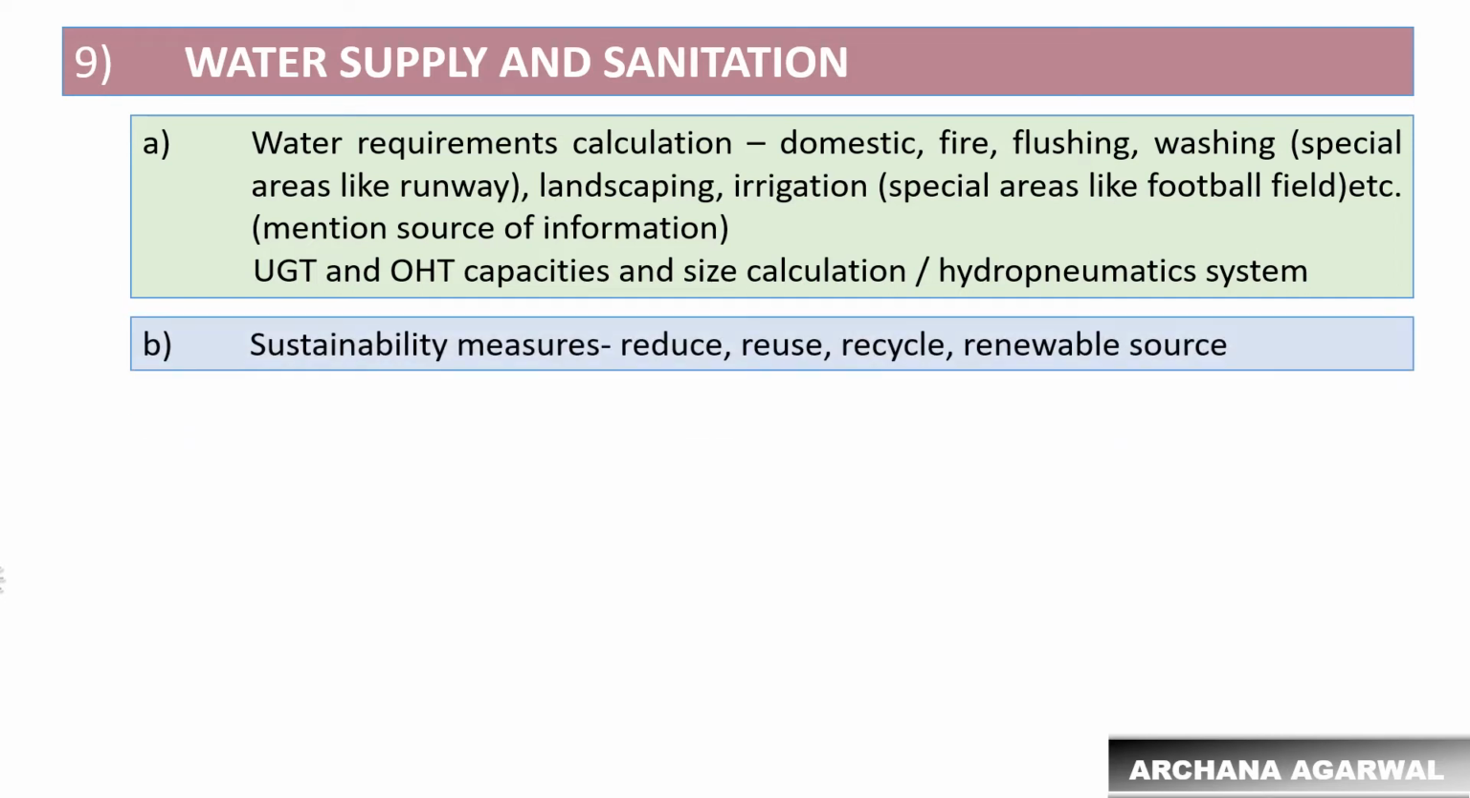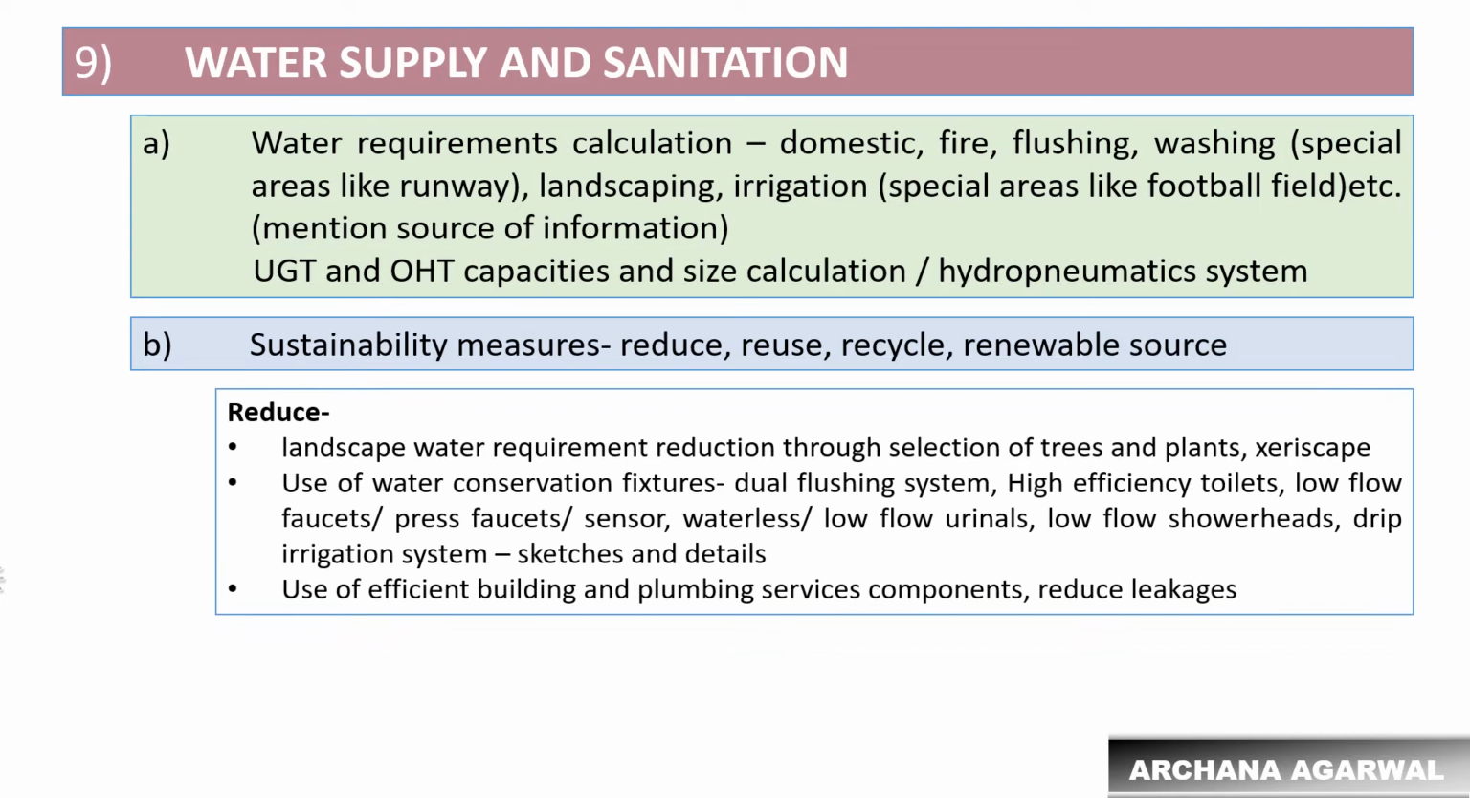The sustainability measures are the four R's: reduce, reuse, recycle, and use renewable sources. The first sustainability measure is to reduce the water consumption, and this can be achieved by reducing landscape water requirement through selection of proper trees and plants and techniques like xeriscape. The second is by using water conservation fixtures, and third by using efficient building and plumbing services components to reduce leakages. For all these methods, sketches, pictures, and details can be shown on the drawing.